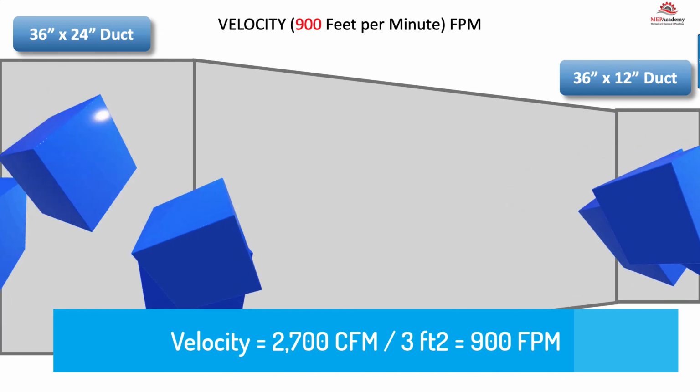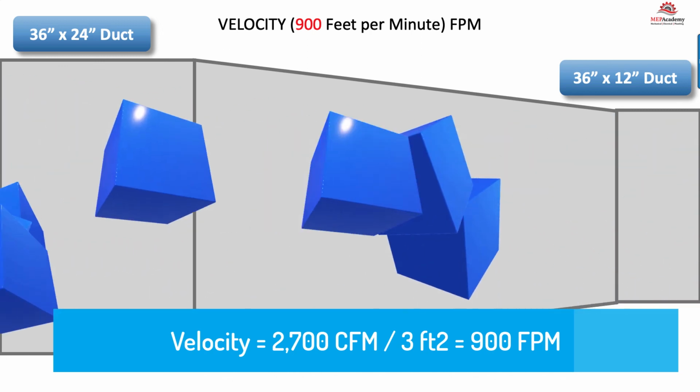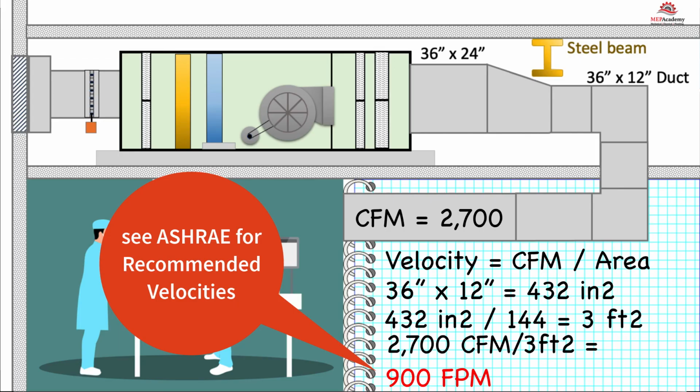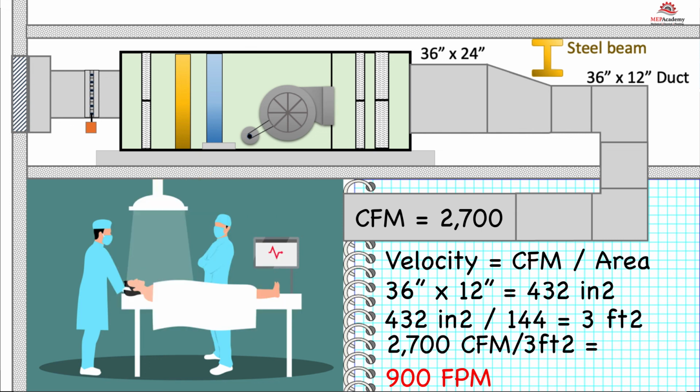The ductwork area was cut in half from 6 square feet to 3 square feet, but the velocity doubled from 450 feet per minute to 900 feet per minute. You can see there is a direct correlation between CFM and velocity when the size of the duct or coil is changed.